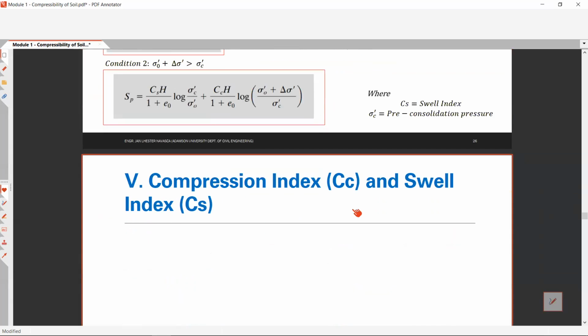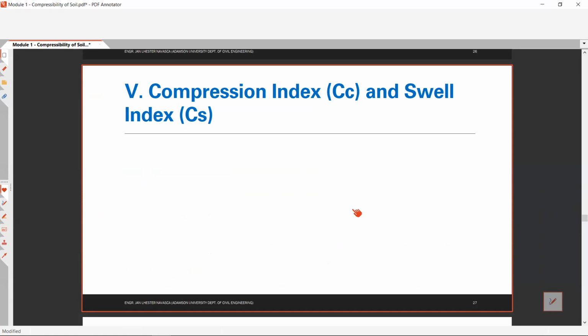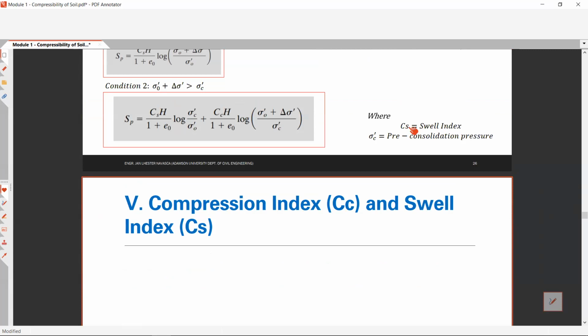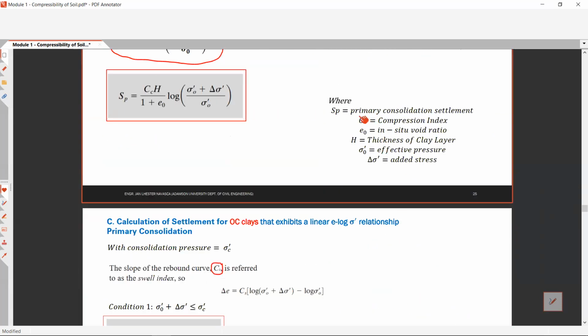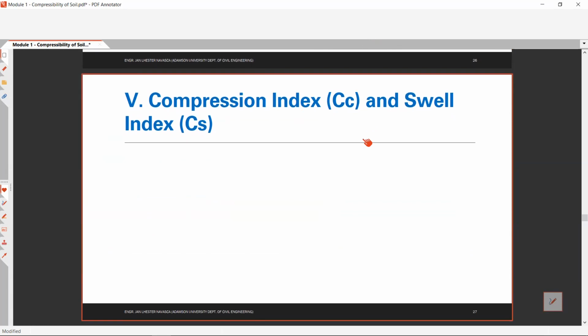Now, kung mapapansin nyo, meron tayong value na C sub C and C sub S. So, what is C sub S and what is C sub C? Kunwari hindi nag-conduct ng laboratory testing, pwede mo pa rin bang ma-compute or ma-determine yung value of compression index and the swell index? Compression index is the slope for normally consolidated soil and the swell index is the slope for the over-consolidated soils. Okay.